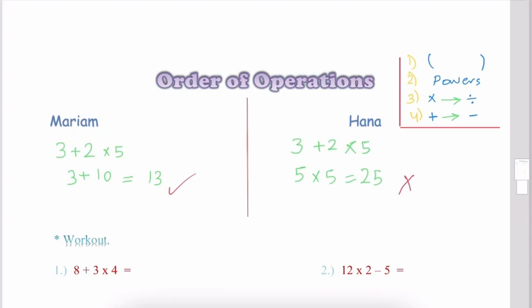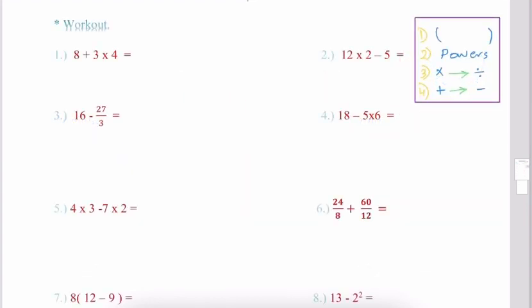Now, let's try to work some questions together. Question 1. It says 8 plus 3 times 4. If I check my order here, I have brackets, powers, times and division, then plus and minus. In this question, I have times and I have plus. So, of course, I would choose the third order first, which is times. So, I will start by multiplying 3 times 4, which is 12. Then 8 plus 12 is 20.